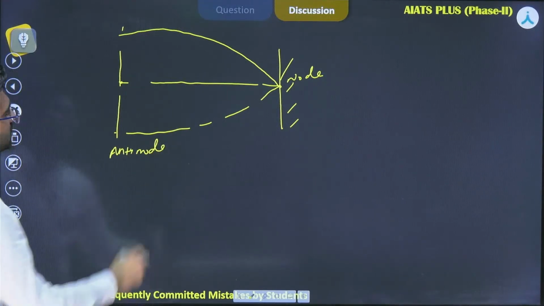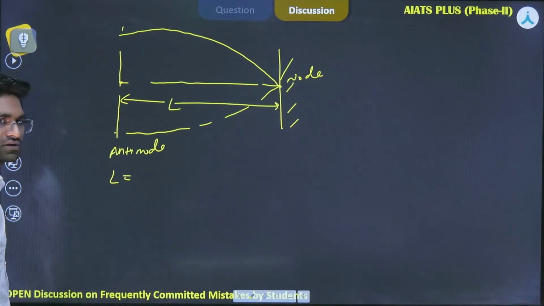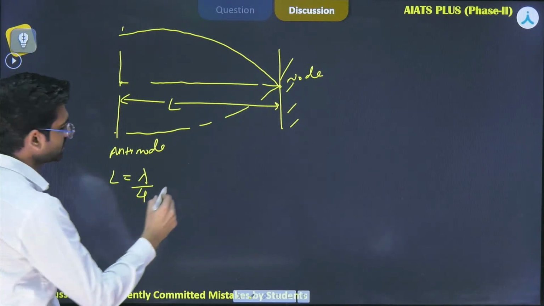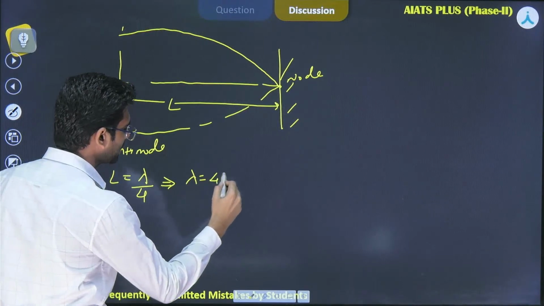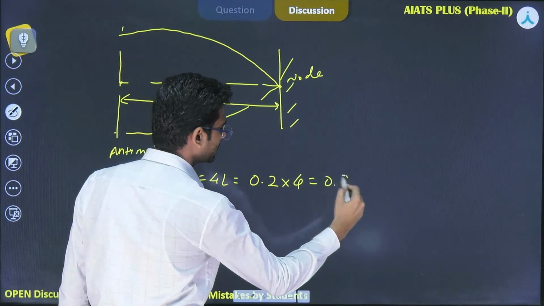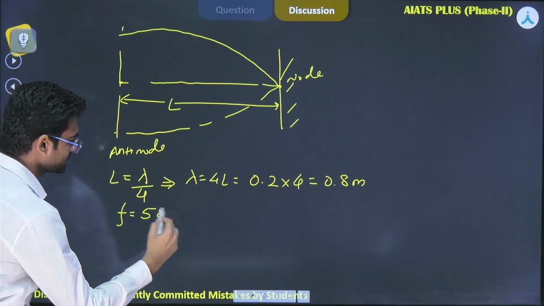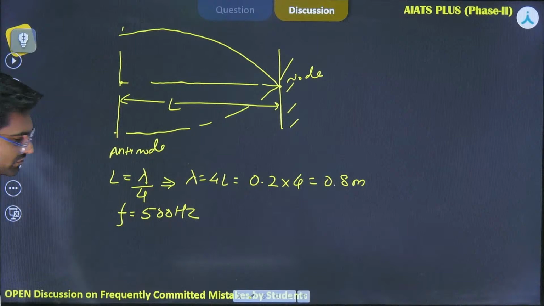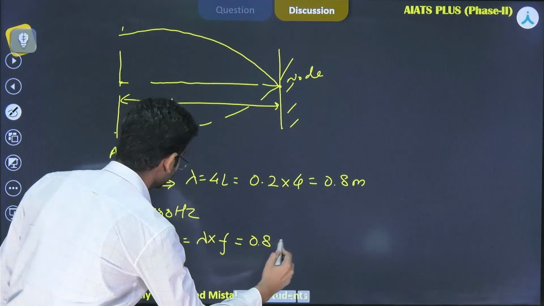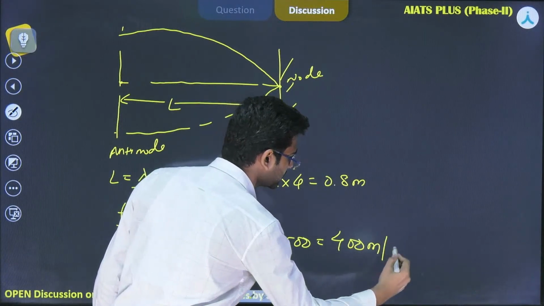Now what will happen? If this is L, then L is equal to what? Lambda by 2 or lambda by 4? It will be equal to lambda by 4, right? So lambda will be equal to 4 times L, that will be equal to 0.2 into 4, this will become 0.8 meter. Now let's say the frequency is exactly the same, that is 500 hertz. What will be the velocity? This velocity will be equal to lambda into f, that is equal to 0.8 into 500. Now this will give me the answer as 400 meter per second.